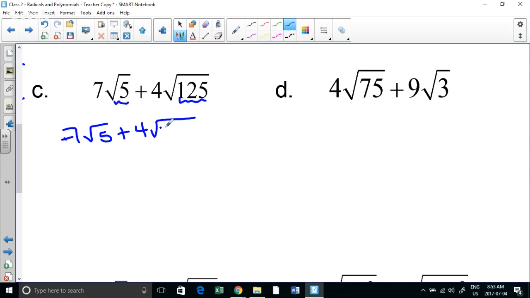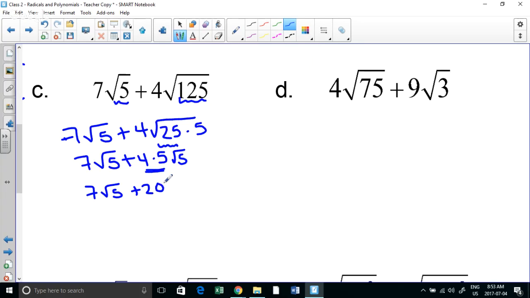So I can write 125 as 25 times 5. 25 can be taken out. The square root of 25 is? This can be put together. 7 root 5 plus 20 root 5. Now I have identical bases. Identical bases, I just take the coefficients and add them up. So I have 27 of whatever this is, it's root 5.